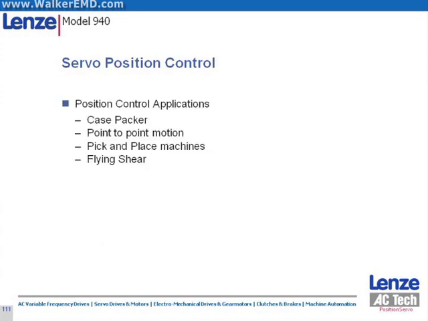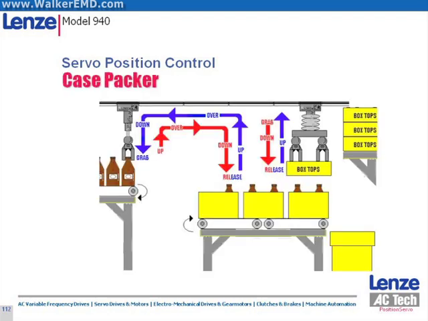Examples of position control applications include case packers, indexing tables, pick-and-place machines, and flying shears. Here you can see typical action of a case packer traversing back and forth from programmed positions.